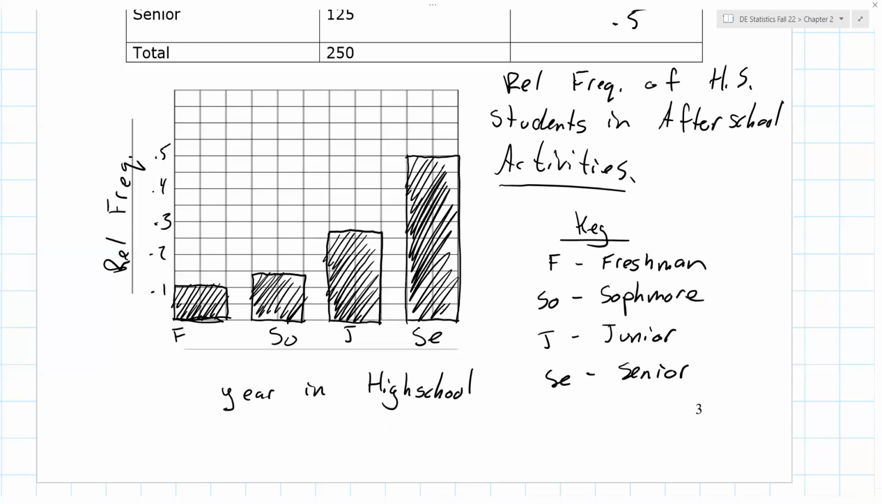When we get into histograms, a histogram looks very similar to a bar graph, but it is with quantitative data. There's a couple of key distinctions. For a bar graph, we use categories, and there's going to be a space between each of our bars. So notice that there's a space between each category, and that is the way that you construct a bar graph.